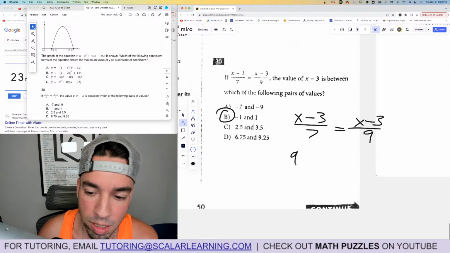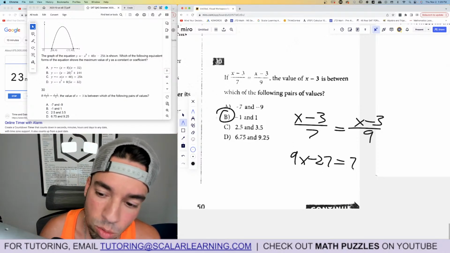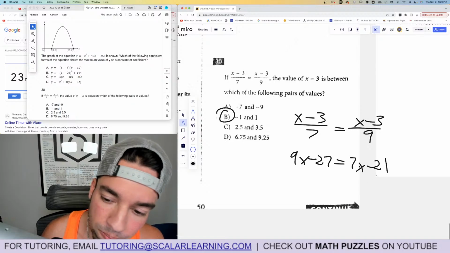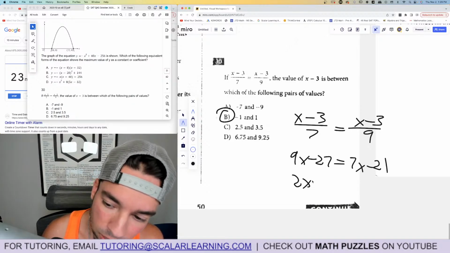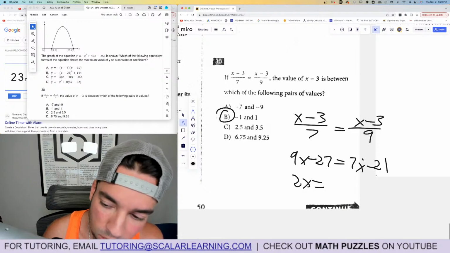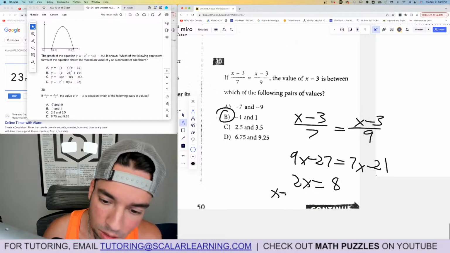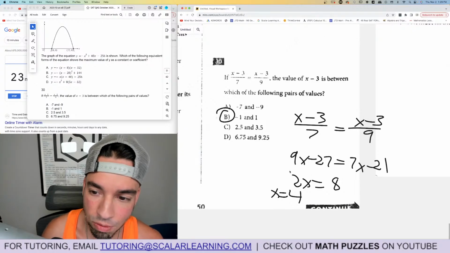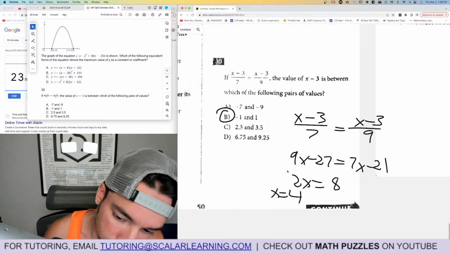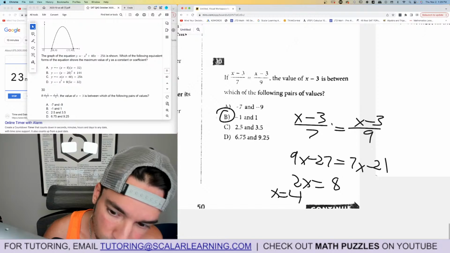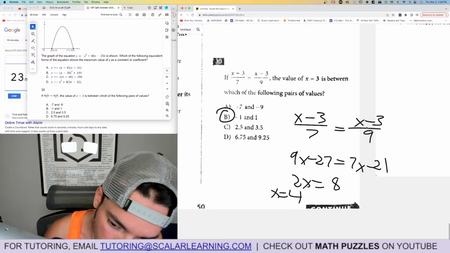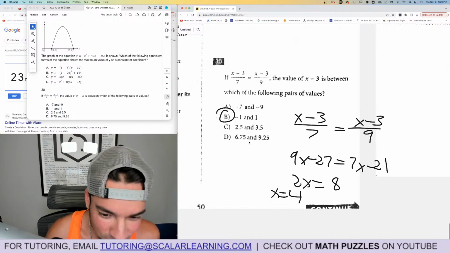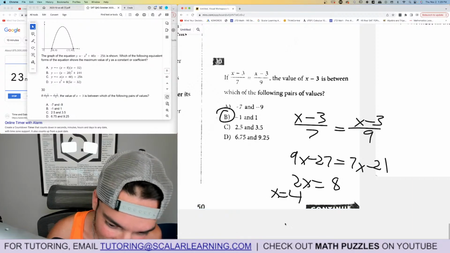If I cross-multiply, I get 9x minus 27 equals 7x minus 21. And then I bring it over here, I get 2x equals negative 21 plus 27. 27 plus negative 21 is 8. Wait a minute, I was wrong. X is 4. Oh, but it said x minus 3. No, it's not 8. It's 6. Oh, geez. My entire answer was correct at the beginning. I should have rolled with that.